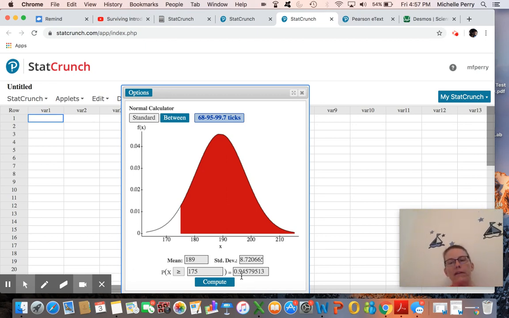So, these are the general ideas that they're getting us to think about in section 6.4.